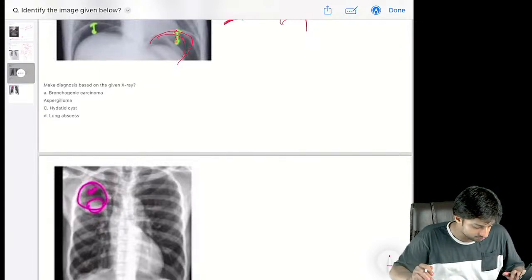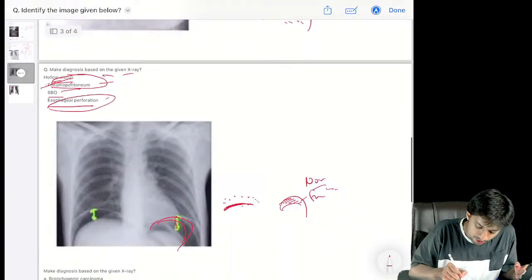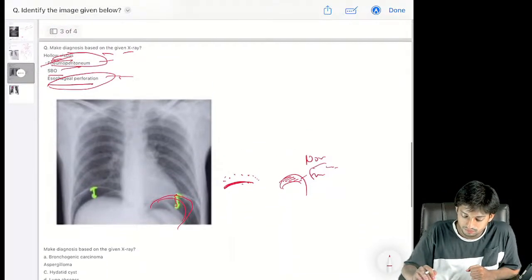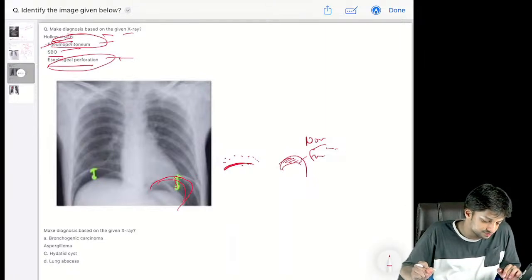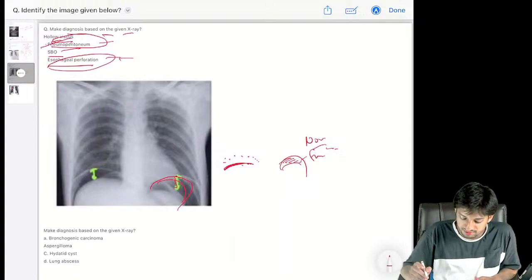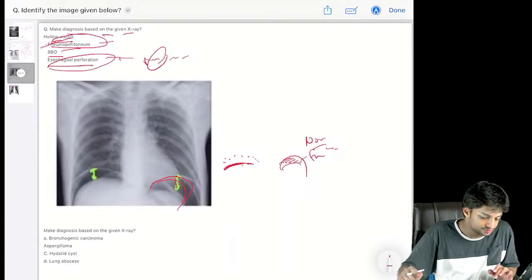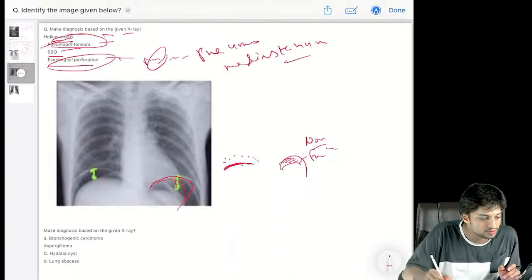Coming to the next question, tell me. One more thing, can you guys tell me, what about esophageal perforation? What should have happened if there was perforation in the esophagus? There should have been pneumomediastinum. The air will be present in the mediastinal cavity, so it should cause pneumomediastinum. Done.